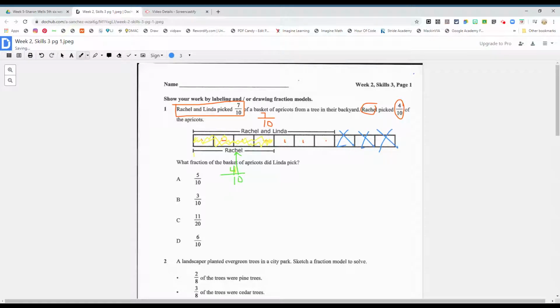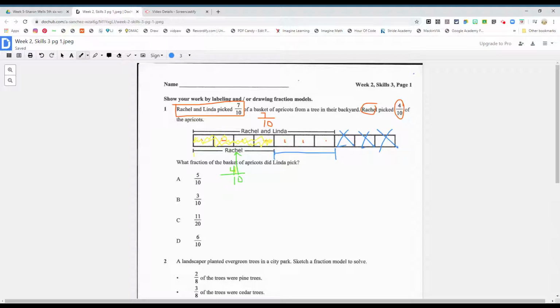We're not talking about a whole, boys and girls. No one ever said, no one did 10 out of 10. Both of these ladies, both of these girls did 7/10 together. So Rachel did this amount, 4/10. The question is, how much did Linda do for this part right here, boys and girls? Again, we're not including that part on the other side, just this part right here. It was Rachel and Linda, boys and girls.